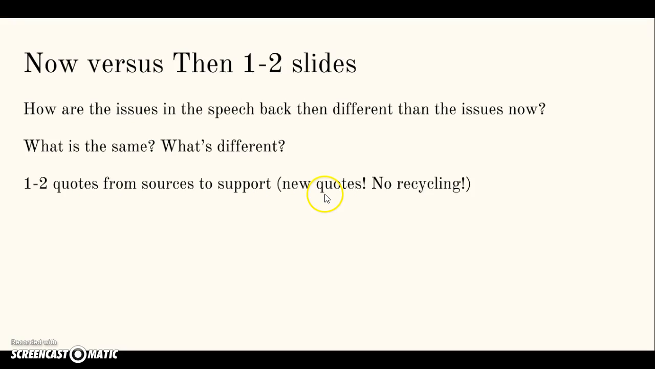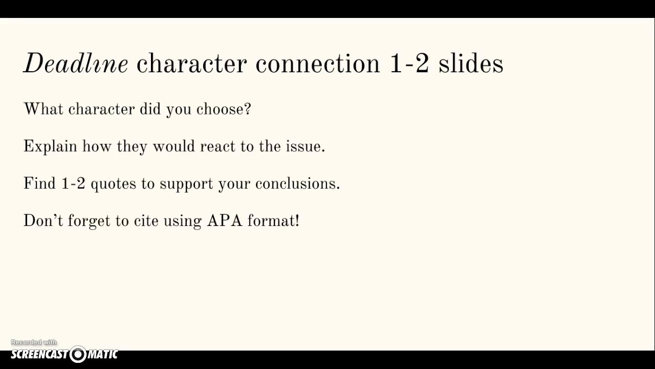And this is where we'd like to see new quotes. I don't want to see recycling. So if you have a list of an issue on the left with a quote and a list of how it's different on the right with a quote, they should be new quotes on either side of that issue. Then we're moving to the Deadline character connection.